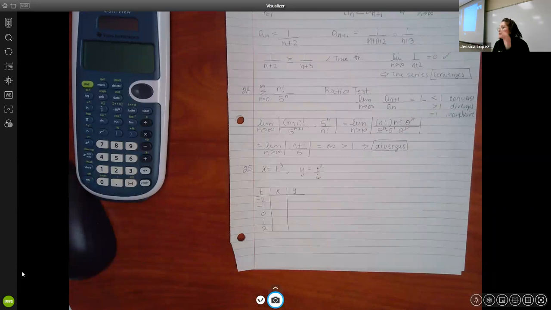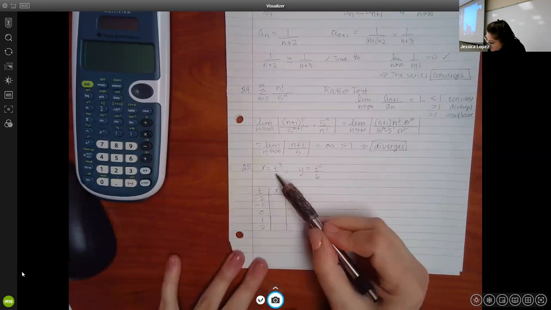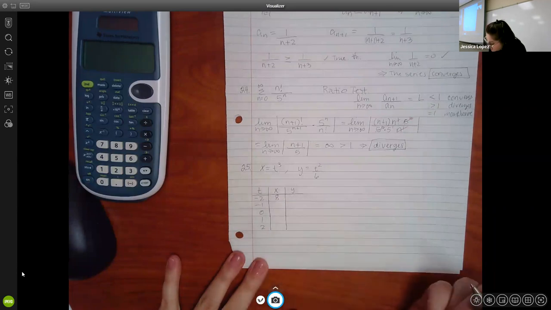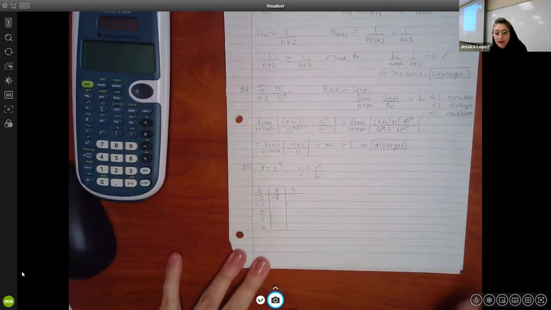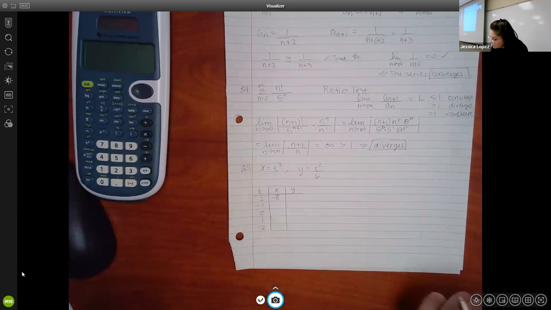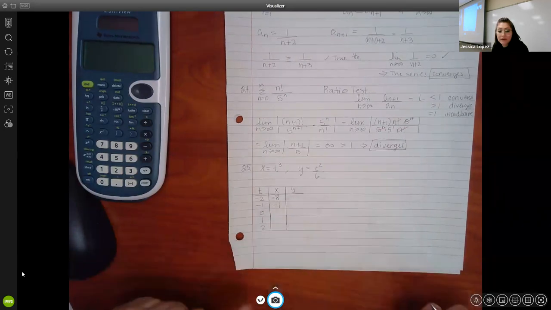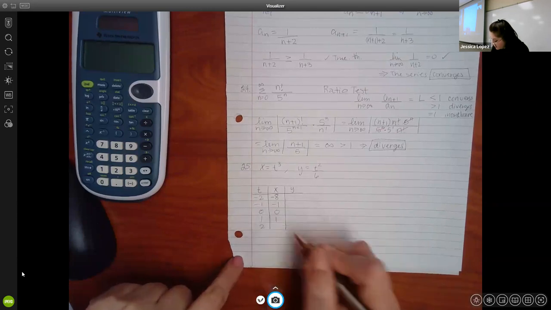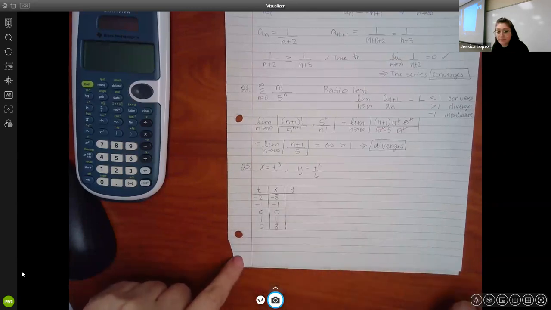There's no such thing as negative time, right? But I noticed on all the graphs in WebAssign, they had values over there on the negative side. So if I plug in negative 2 cubed, that's going to give me negative 8. Negative 1 cubed is negative 1. 0 cubed is 0. 1 cubed is 1. And 2 cubed is 8.